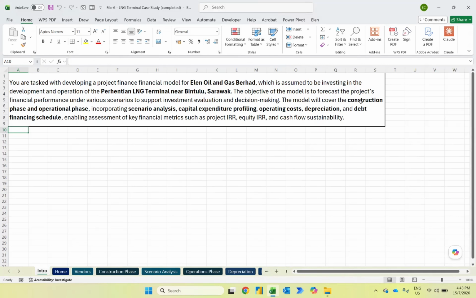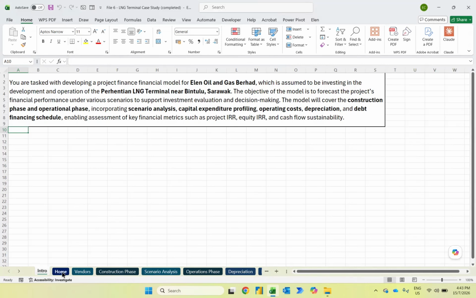So in this particular model, they have a construction phase, the operation phase, depreciation, debt schedule, and lastly, the financial statements. What the bosses want to see is the project IRR, equity IRR, and also the cash flow movement. So let's get started.